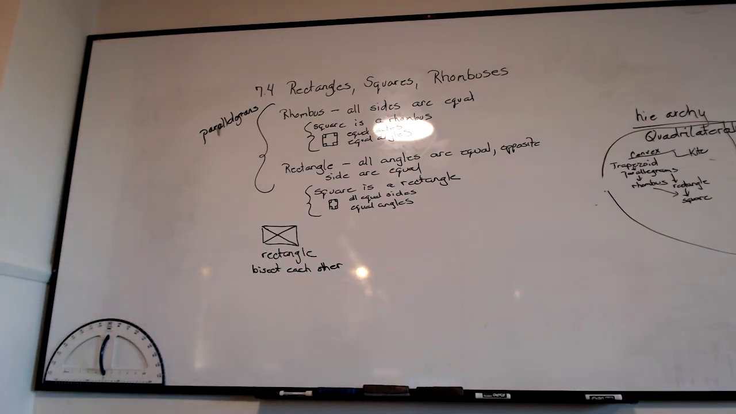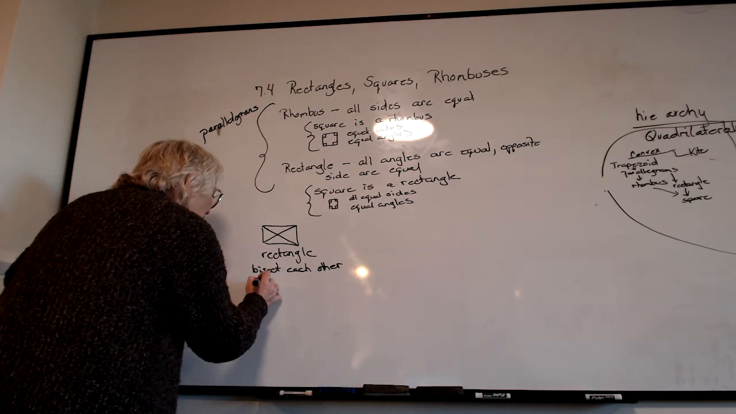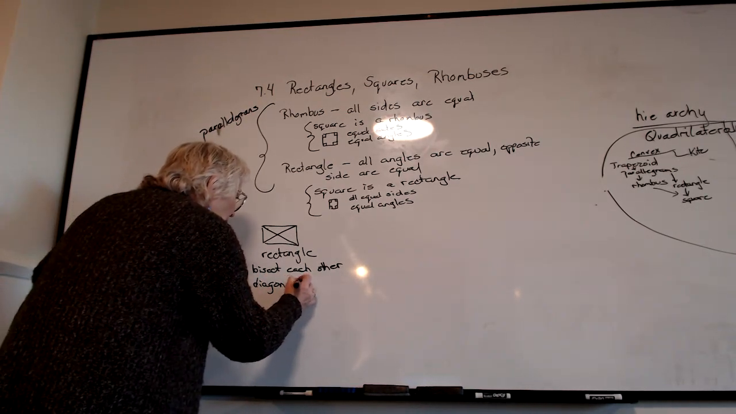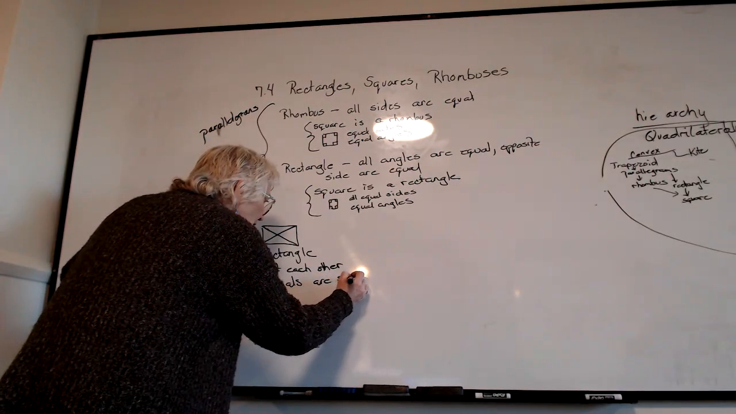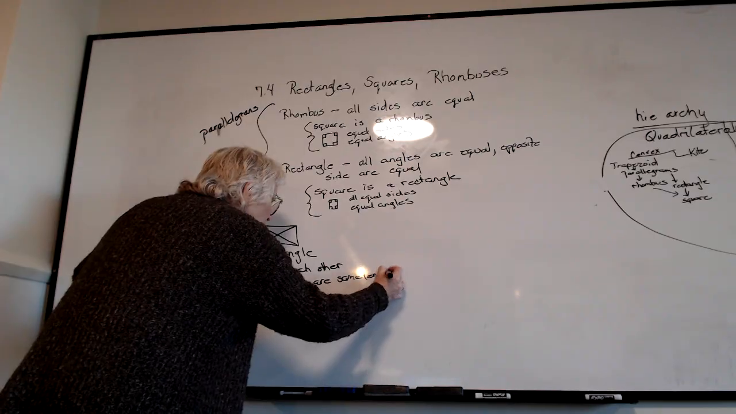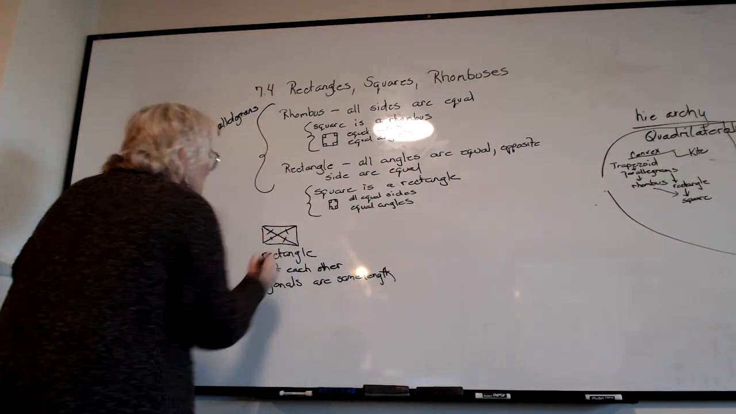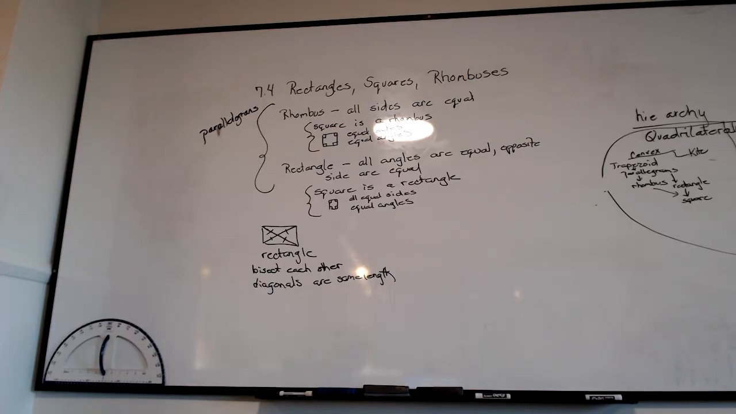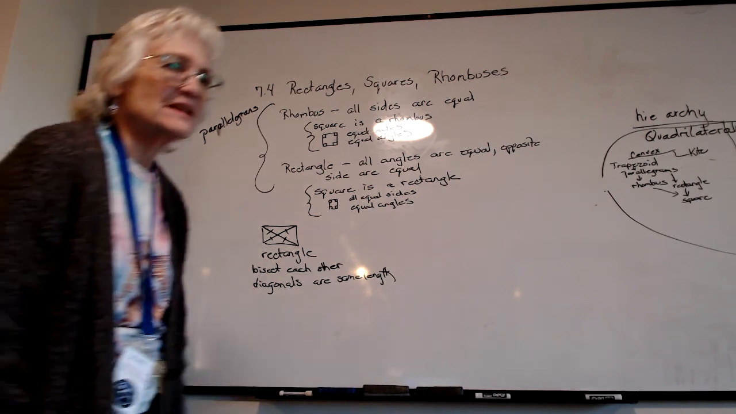Yes? The two angles on the longer sides seem to be more obtuse than the other angles. Well, that's true, but the diagonals are actually the same size. The diagonals are equal. So they bisect each other, and the diagonals are the same length. Because they bisect and they're the same length, all four portions of the diagonals are equal in a rectangle. That's something you can say.